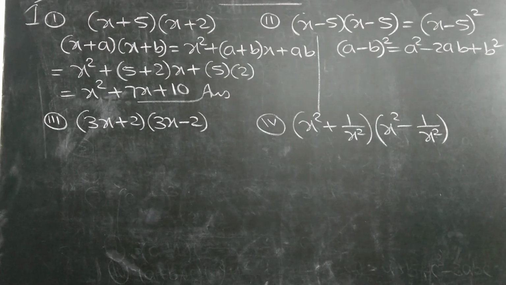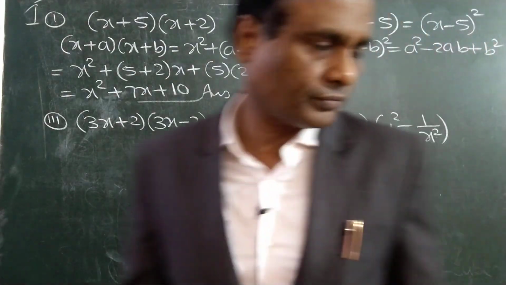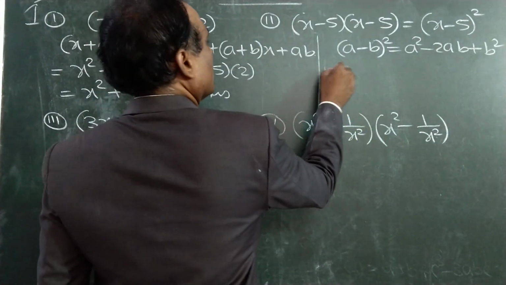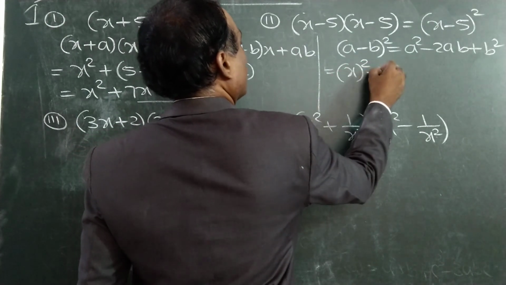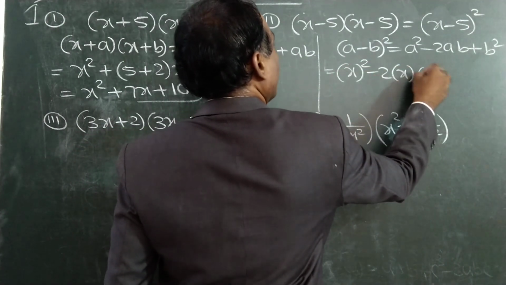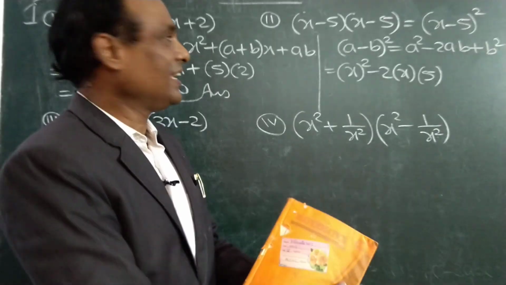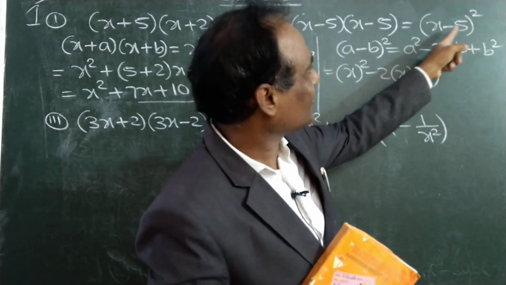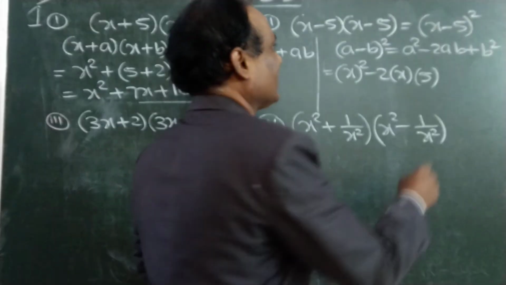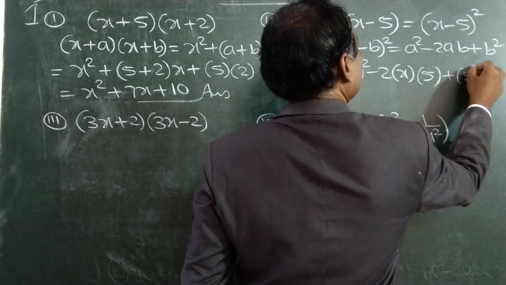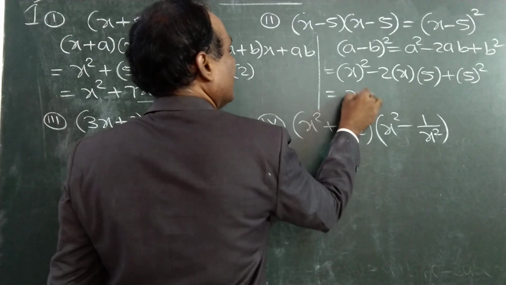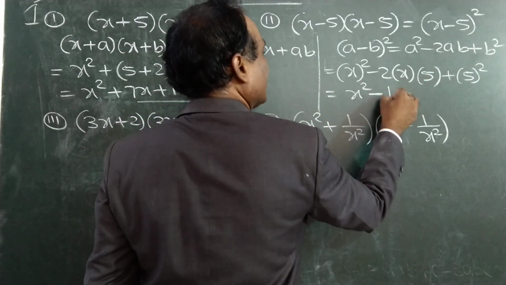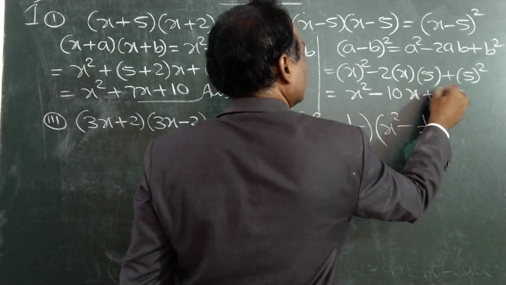Apply the formula and get the answer. a square minus 2ab. You know what is a, what is b? This is x square minus 2. a is x, b is 5, plus b square is 5 square. x square minus 2 into 5 is 10x plus 25.